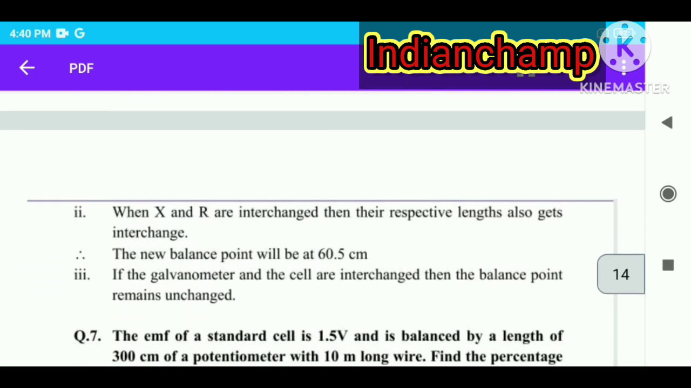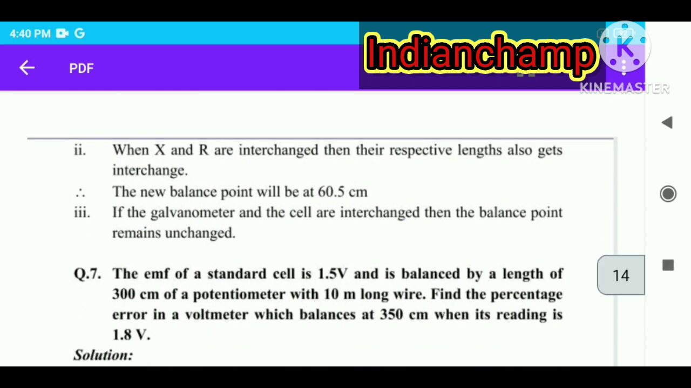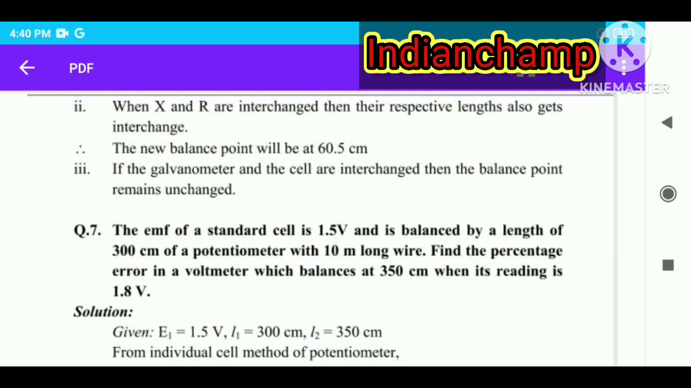Second, when X and R are interchanged, then their respective lengths also get interchanged. Therefore, the new balance point will be at 60.5 centimeter. Third, if the galvanometer and the cell are interchanged, then the balance point remains unchanged.